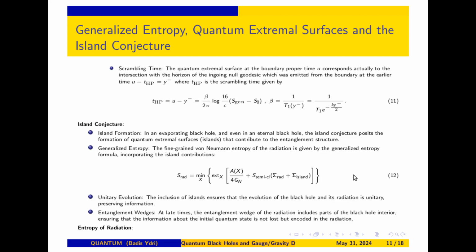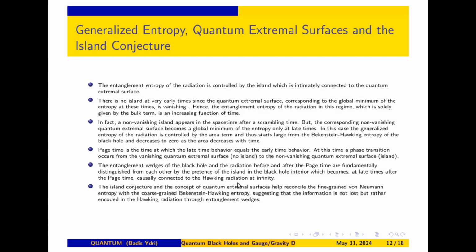The inclusion of islands means that parts of the black hole interior are included in the entanglement wedge of the radiation, ensuring that information about the initial quantum state is not lost, but encoded in the radiation. The formation of these islands is a key development in the understanding of black hole information retention and resolution of the paradox. The entropy of the radiation can be calculated correctly using this prescription.